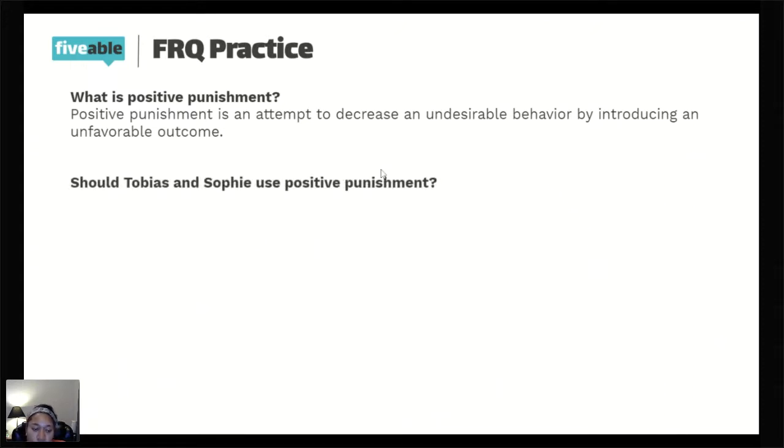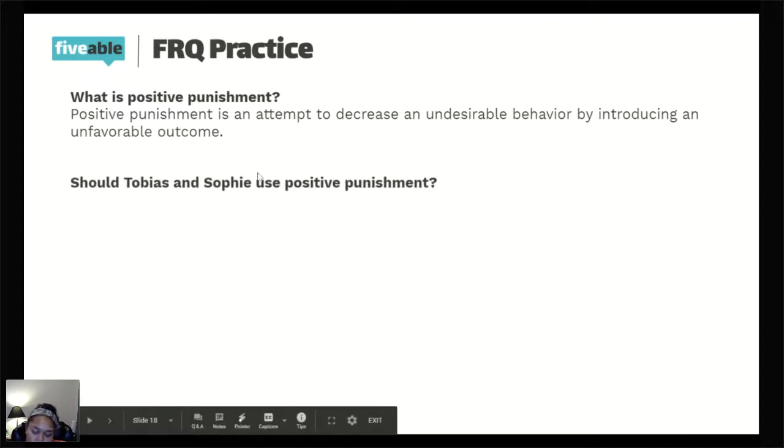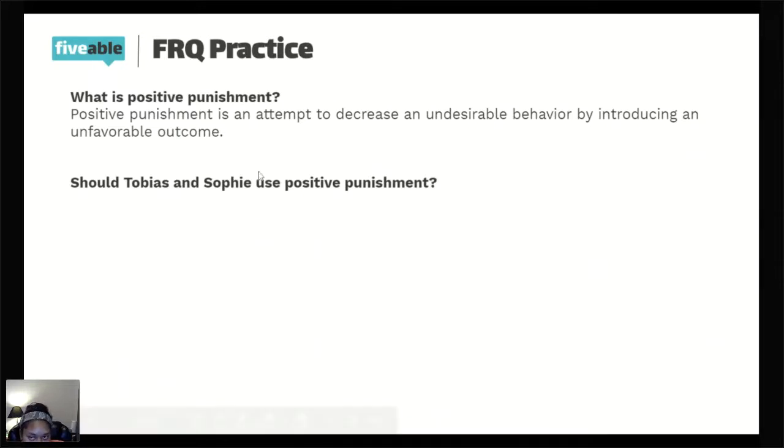Okay, so should Tobias and Sophie use positive punishment to get their children to do their own laundry? Remember, the goal is doing their laundry by themselves at least once a week. So would using positive punishment be beneficial in achieving this overall goal? What do you guys think?